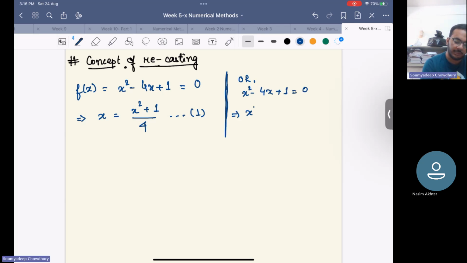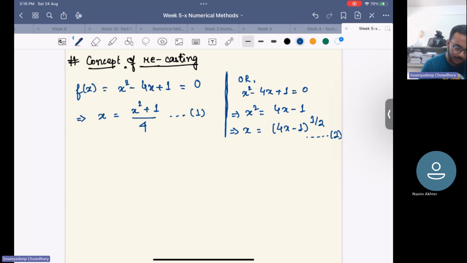So can we write like this, x square equal to 4x minus 1. From this also we can write x equal to (4x minus 1) to the power half, right? Okay, understood. So this is another way.